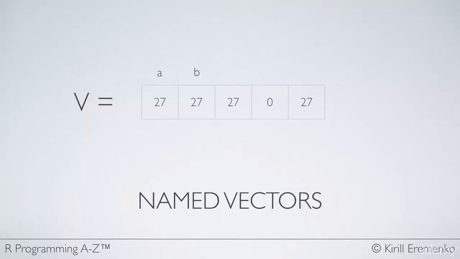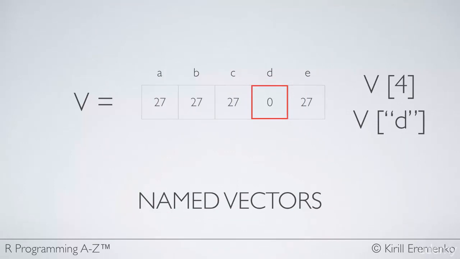Let's use the names A, B, C, D, and E for simplicity. And how would we access the 0 in this case? Well, it's also pretty straightforward. You can either just say V4 because that's the 4th element, or you can say V and in quotation marks D because that element now has a name, which is D.